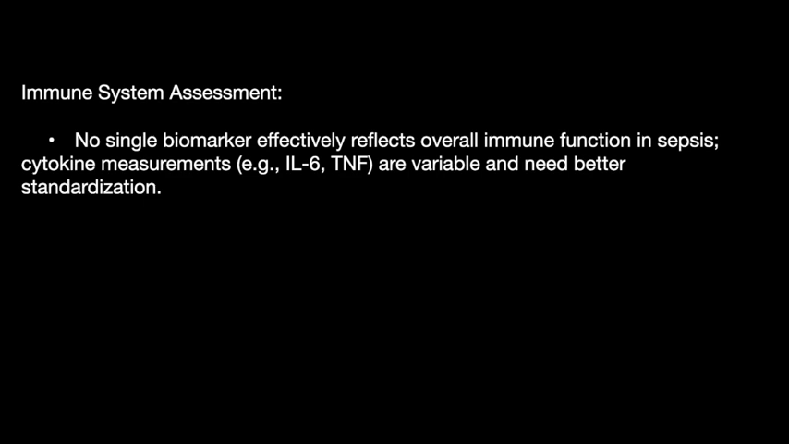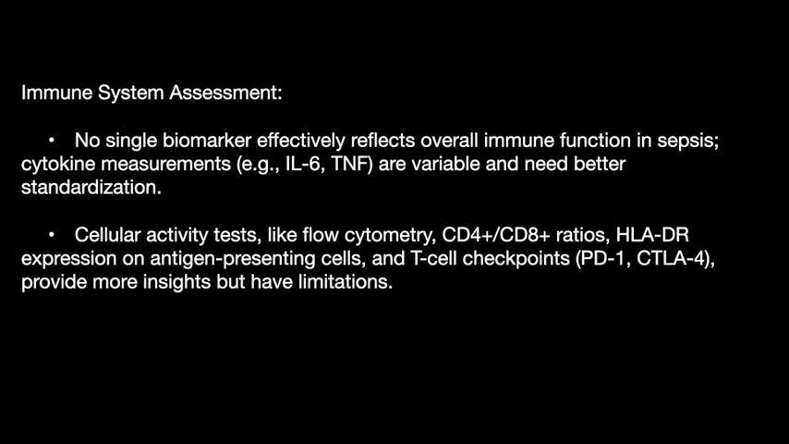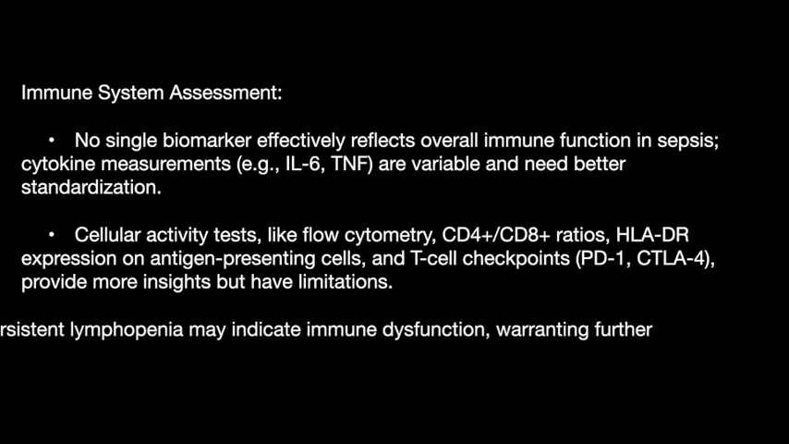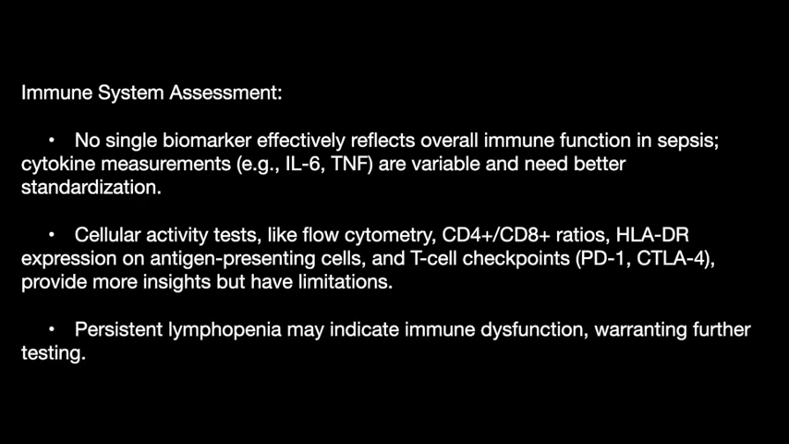Interleukin 6 and TNF are variable, and we need better standardization of our cytokines for proper predictions. Cellular activity tests like flow cytometry, CD4/CD8 ratios, HLA-DR expression on antigen-presenting cells, and T-cell checkpoints provide more insight, but they do have their limitations. Persistent lymphopenia may indicate immune dysfunction, warranting further tests.